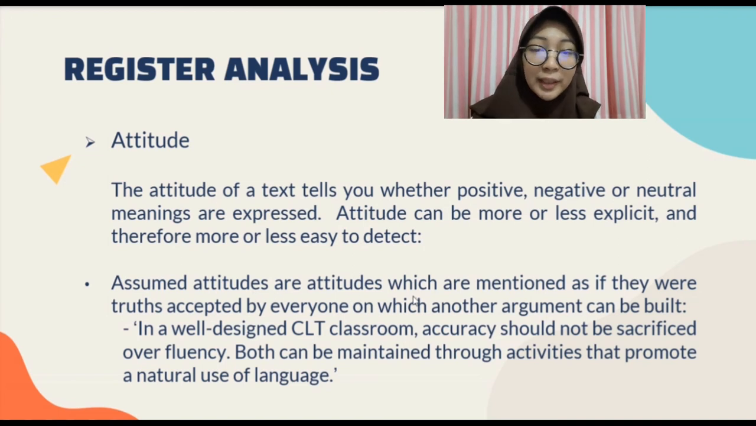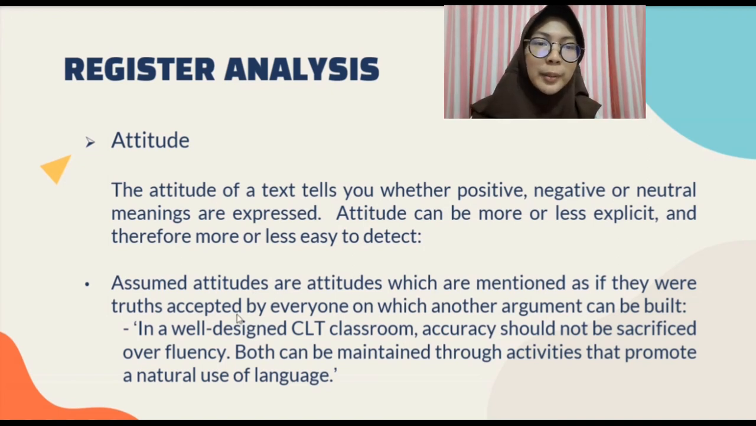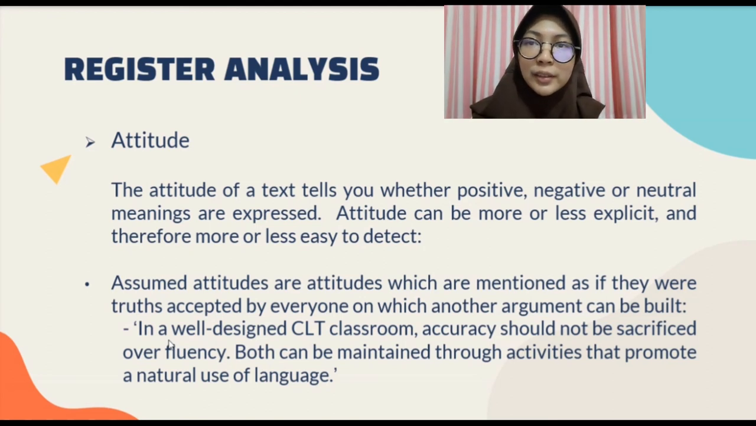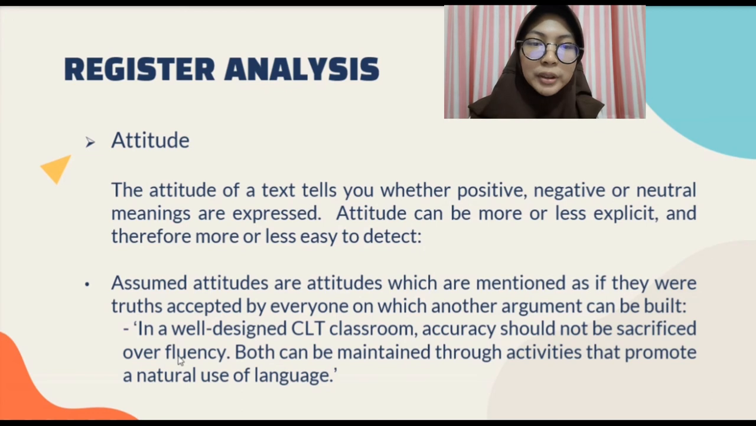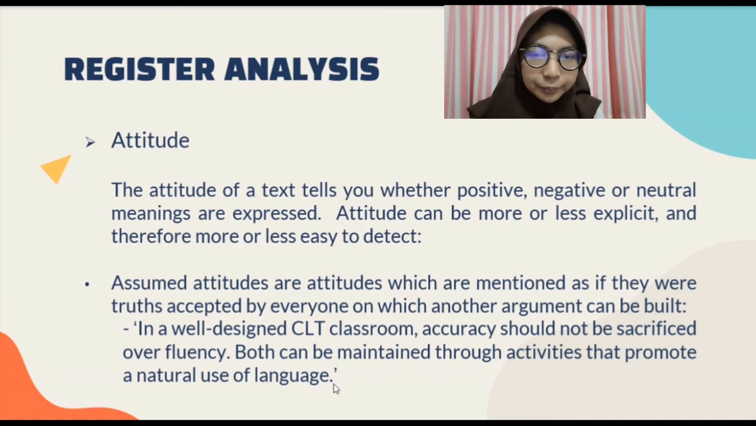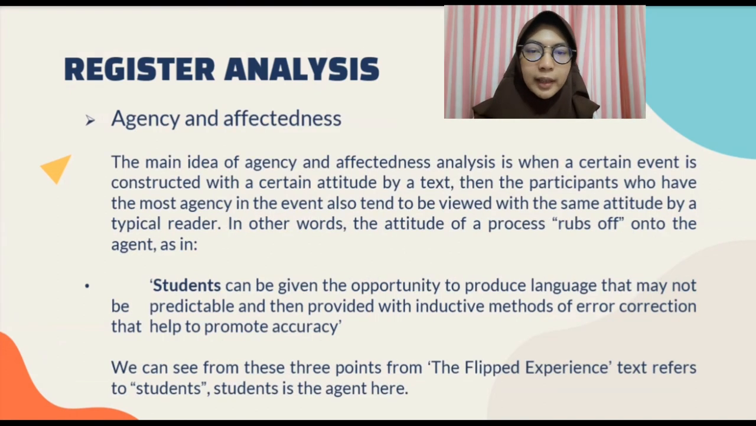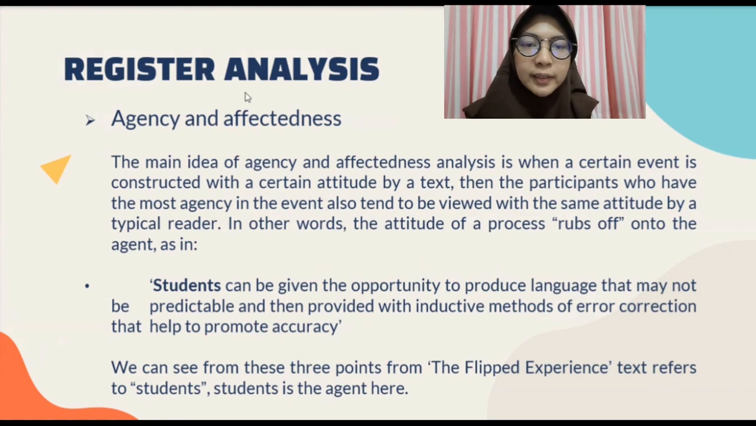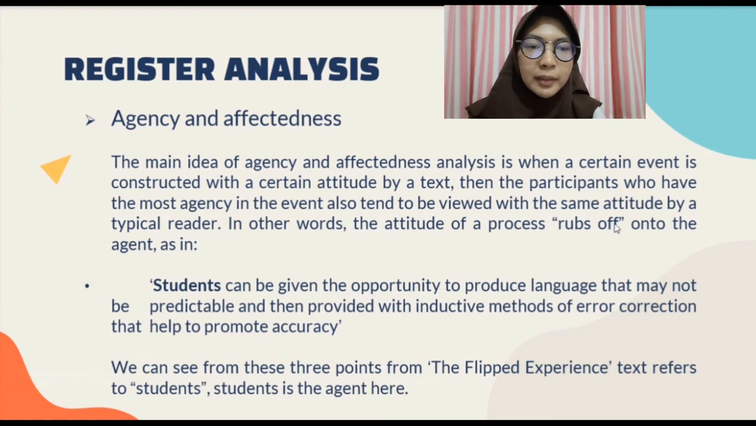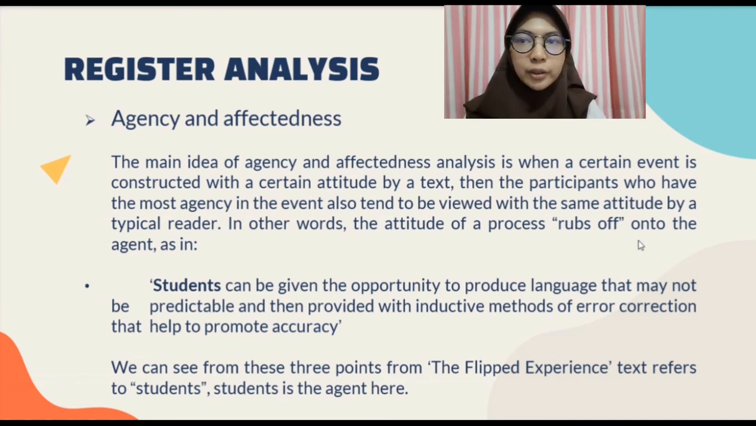Next, attitude. The attitude of a text tells you whether positive, negative, or neutral meanings are expressed. Attitude can be more or less explicit, and therefore more or less easy to detect. Assumed attitudes are attitudes which are mentioned as if they were truths accepted by everyone, on which another argument can be built. For example, in this text, in a well-designed CLT classroom, accuracy should not be sacrificed over fluency, but can be maintained through activities that promote a natural use of language.